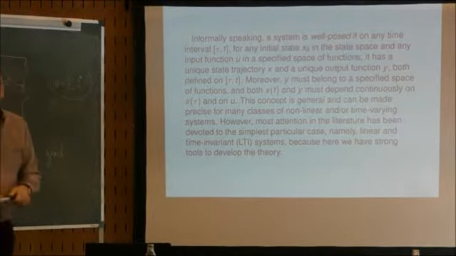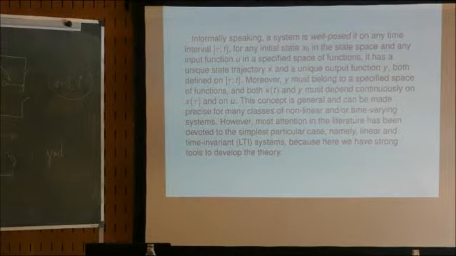Now, what is a well-posed system? Borjan already made a guess of what it is, and it is more or less right. It's for any input there is a unique output. Let's put it more precisely. For any initial state and input, there is a unique state trajectory and output function.